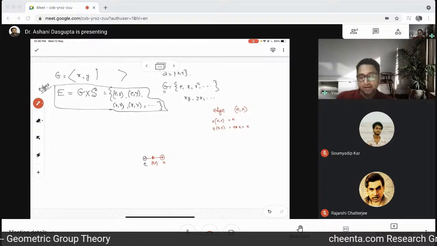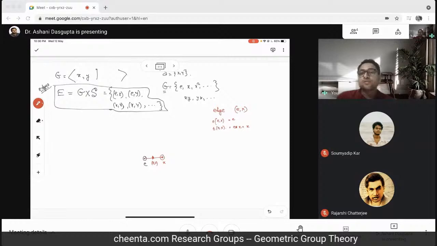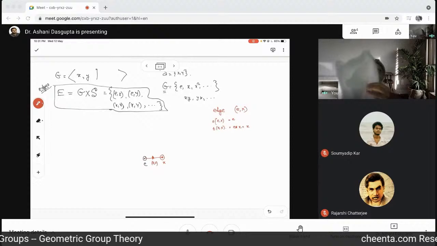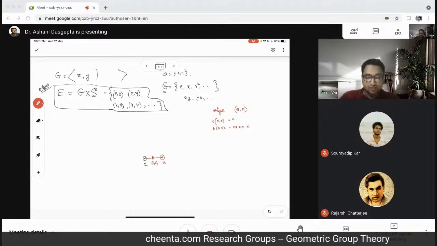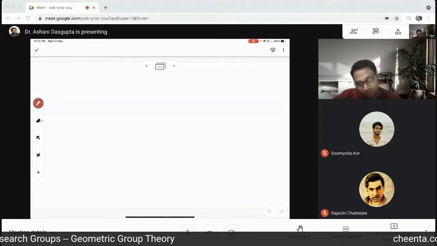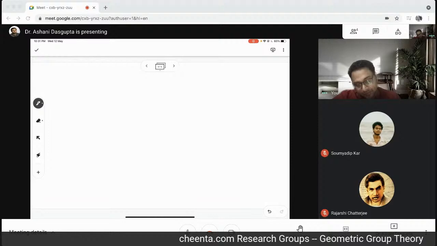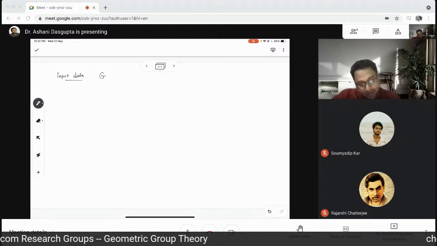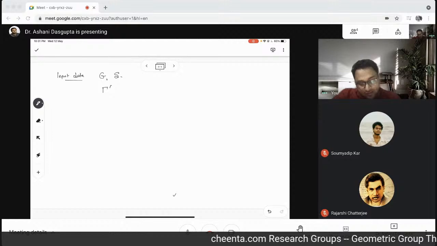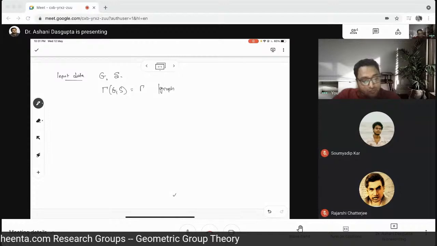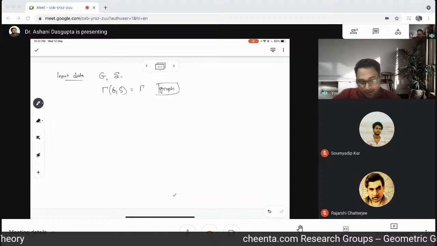But there is a very important property that we can use to draw this graph quickly, and that is that it is invariant under translation. So let me just write it down. There are two properties of this graph that we will be using. So what is the input data again? Let me remind you. The input data is that you have a group G and you have a subset S of the group G, and gamma, or gamma GS, is the graph that you are constructing in the way that I just explained. There are two interesting properties.